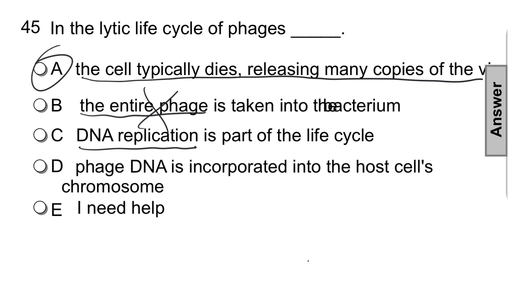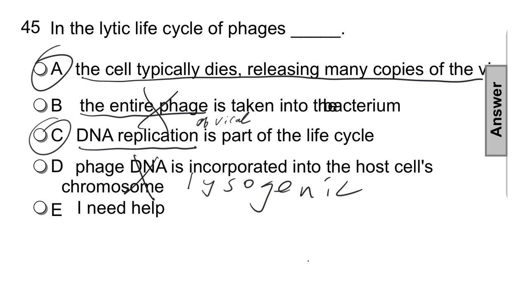Phage DNA is incorporated into host cells' chromosomes. No, that would be the lysogenic cycle. So, yeah, DNA replication is part of life cycle. So both these are true, and there's kind of a mistake there. DNA replication of the viral gene. Maybe they meant DNA replication of the host gene is part of the life cycle, then that would be wrong. But if you think of DNA replication of the viral genes as part of the life cycle, that would be very important.